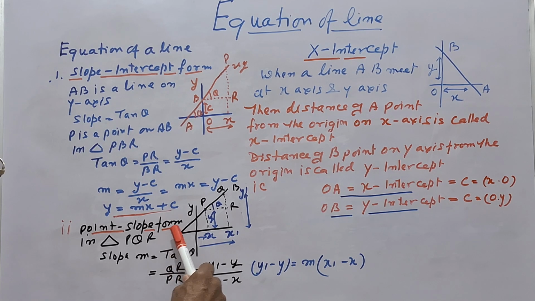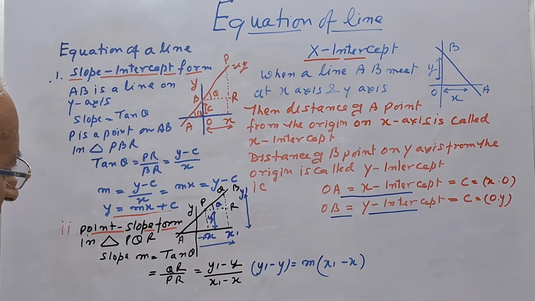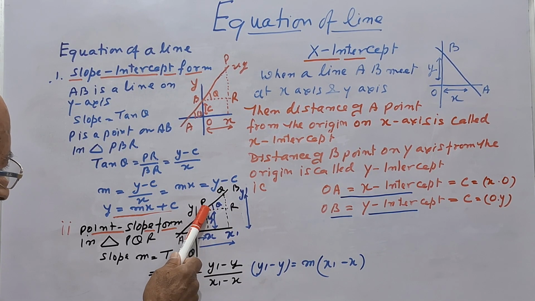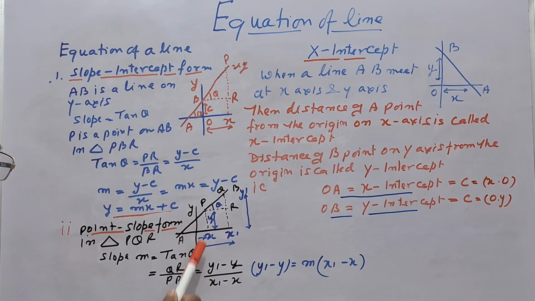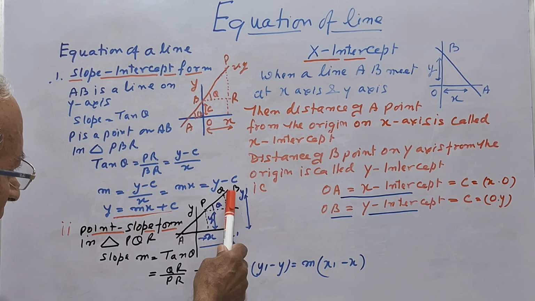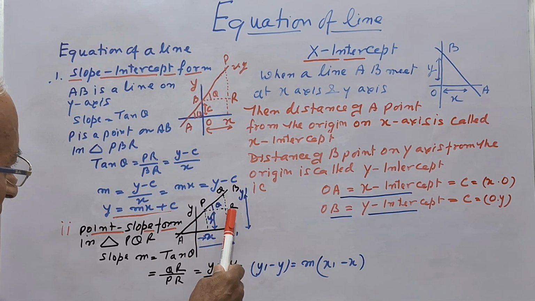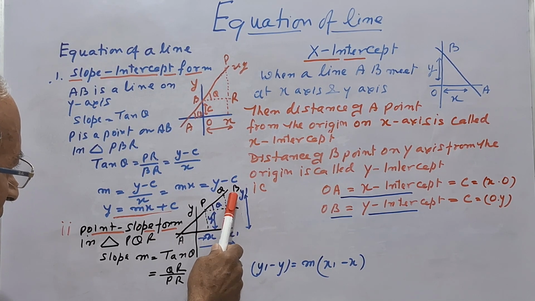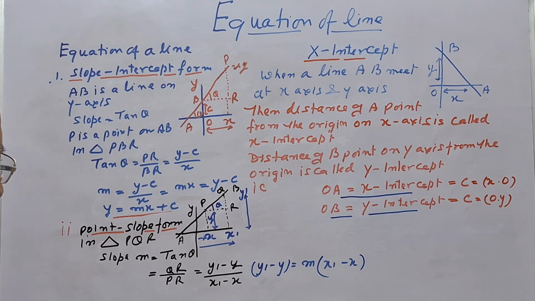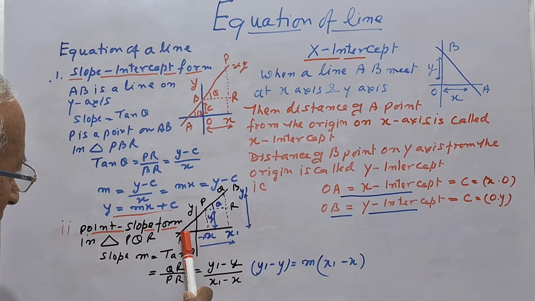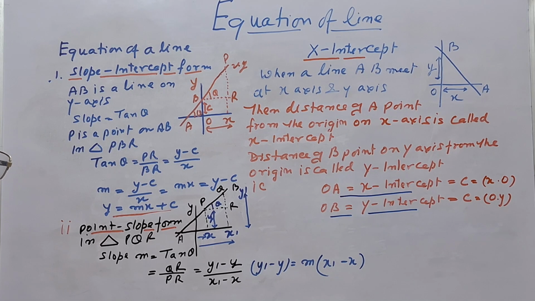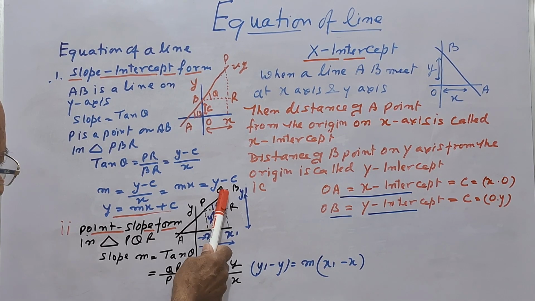Again listen, a straight line AB passes through the point P. Here is the point P and the slope. Now we take another point Q on AB, draw perpendiculars from Q and P on the x-axis, and a straight line PR parallel to the x-axis. Then we get a triangle QPR.